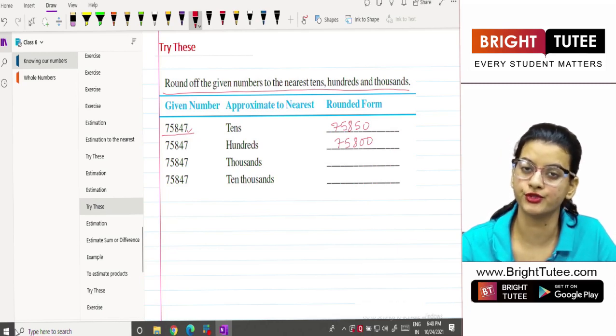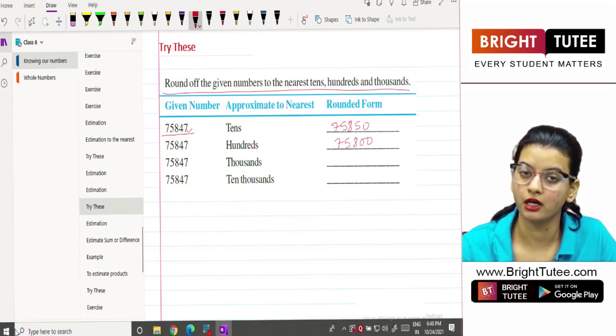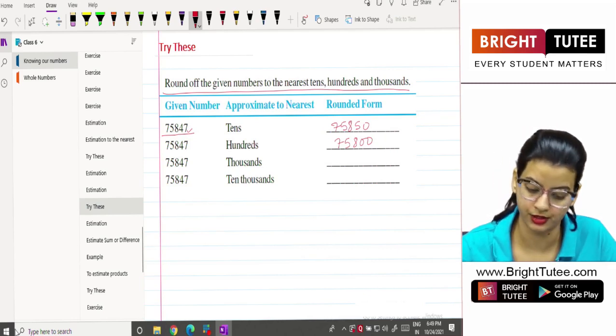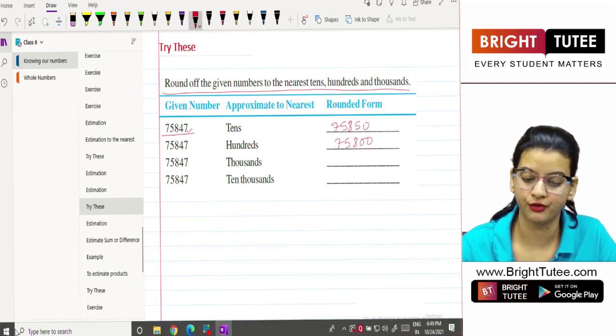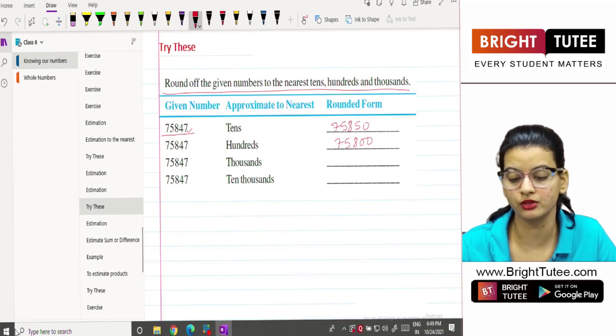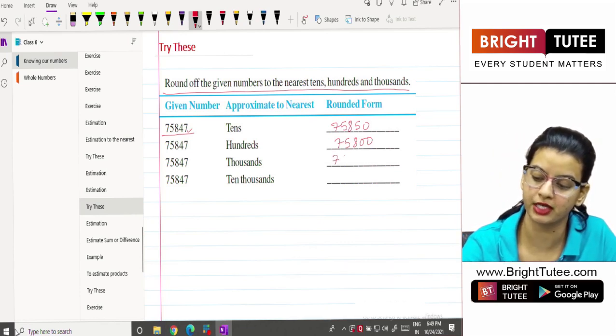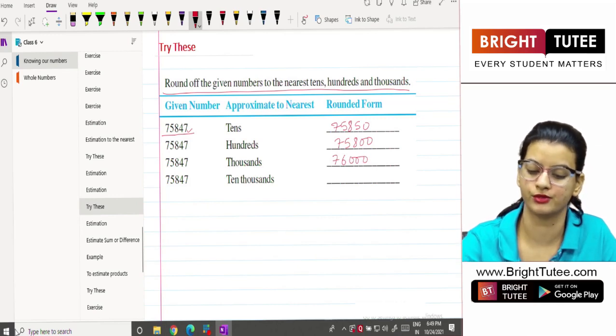Now if we have to round off to the nearest thousands, from 1 to 499 we round it off to 0, and from 501 to 999 we round it off to 1000. So in 75,847, it is 847, which is nearer to 1000. So what are we going to round this off to? We will make this 76,000.